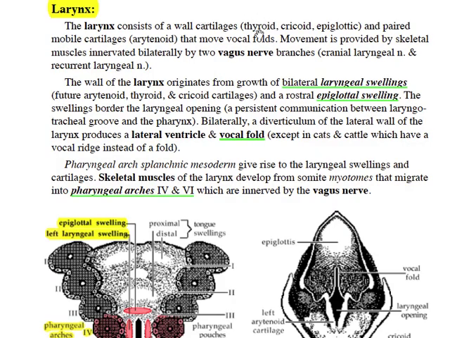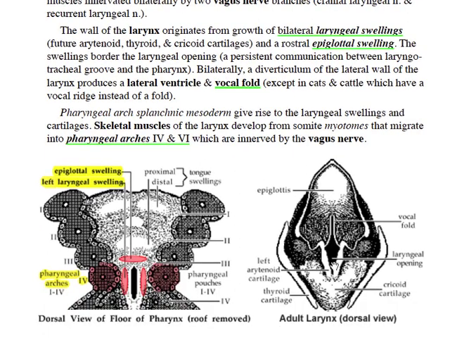The wall of the larynx is formed by cartilages. Here, the opening is the laryngeal opening, and it's walled off by cartilages. This is a cricoid cartilage. These are thyroid cartilages bilaterally. There are arytenoid cartilages that move a vocal fold that's not visible, and this is an epiglottic cartilage that is located cranially.